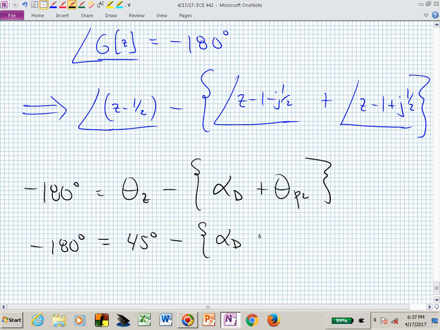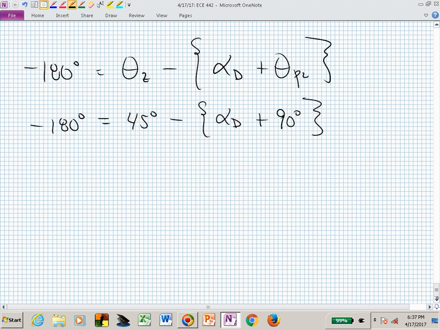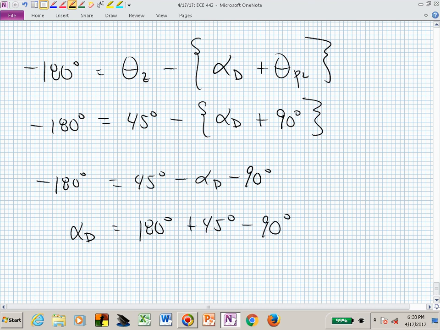Alpha sub d, we maybe don't know, but what's theta sub p sub 2? That's 90 degrees. So our only unknown is what? We now have minus 180 is equal to 45 minus alpha d minus 90 degrees. Or alpha sub d is 180 plus 45 minus 90, or 135 degrees, which is what we sort of knew from our earlier knowledge of the root locus diagrams.